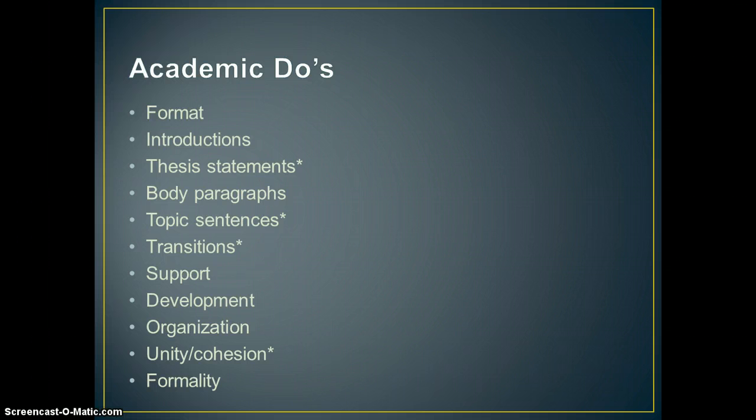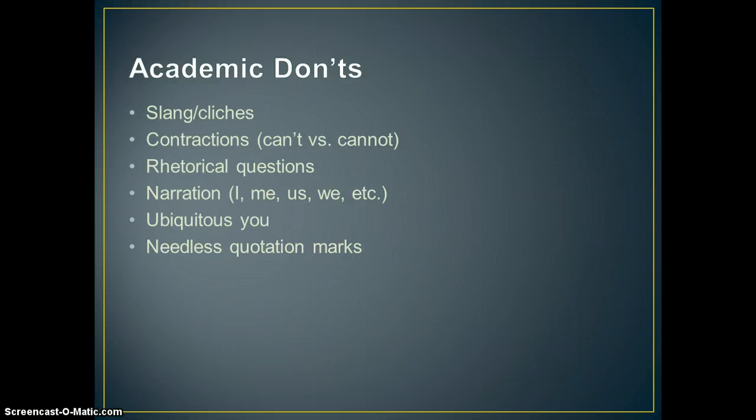Also, you need to be a little bit more formal in academic writing. Don't talk, or excuse me, don't write the way you talk. Don't speak on paper. You need to write. You need to be more elevated and more appropriate in your tone. So here are some academic don'ts, things that I do not want to see in your paper. I don't want to see slang and cliches. That goes back to the formality issue. You need to find a way to rephrase things.